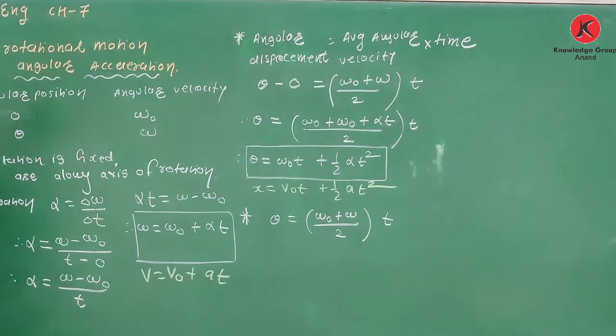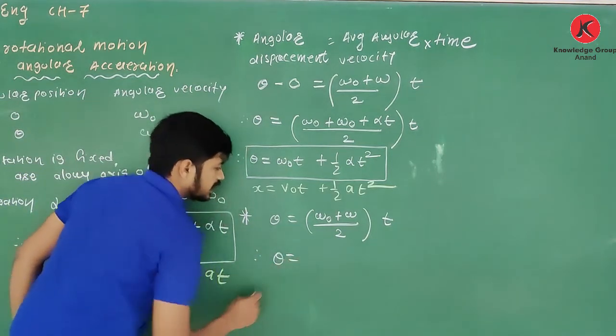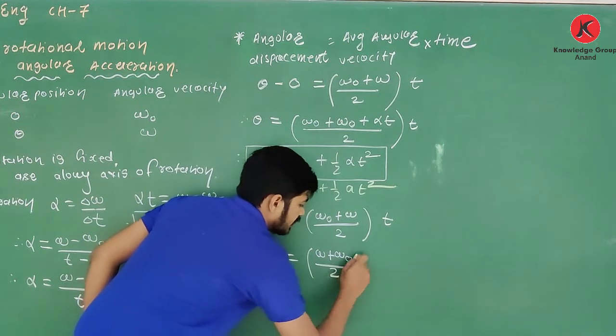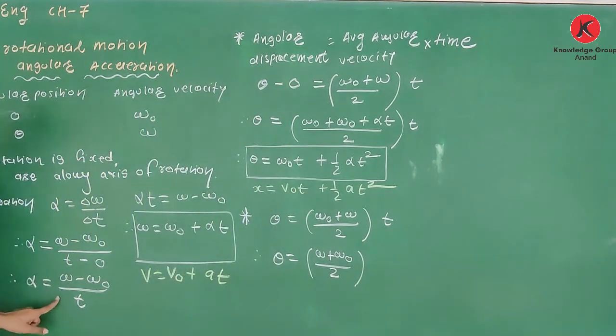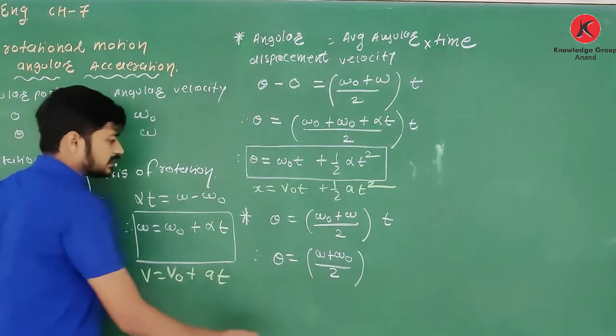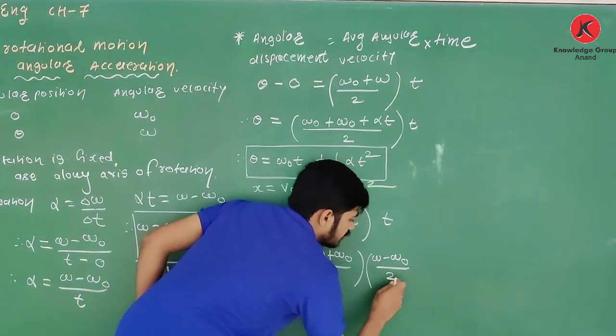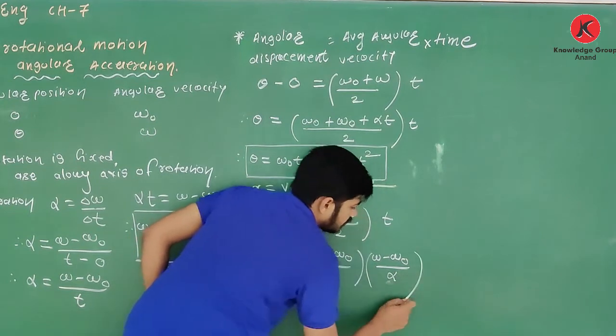Now see, from this equation, make t as subject. If you make t as subject, it will be omega minus omega 0 divided by alpha. So put the value in this equation. So theta is equal to omega plus omega 0 divided by 2. T is replaced by, from here make t as subject, then it is omega minus omega 0 divided by alpha.